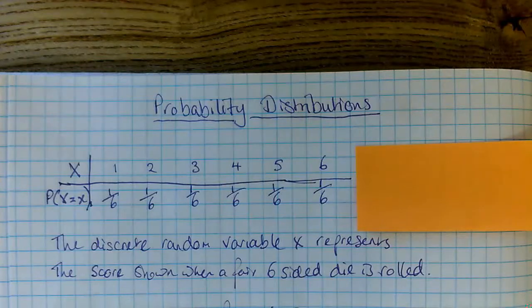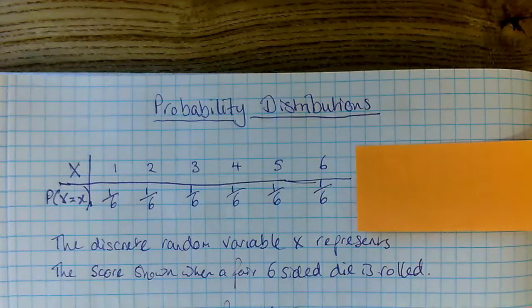Now, just going back a little bit, we talk about this discrete random variable x. It's a variable because the number on the dice varies, it can change, you can get different numbers. The random part is because it is completely random, it's not affected by human interaction or anything like that. And discrete is a word that we use in statistics to describe that there are only certain values that can be taken.